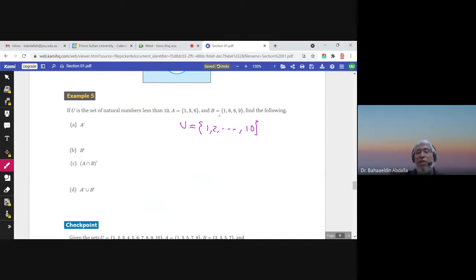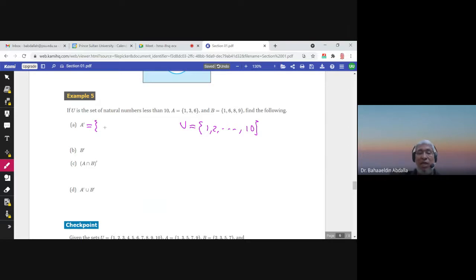A is {1, 3, 6}, B is {1, 6, 8, 9}. Find the following. A complement. Well, A complement would be the elements in U that are not in A. So 1 is in A, so it's not in A complement.